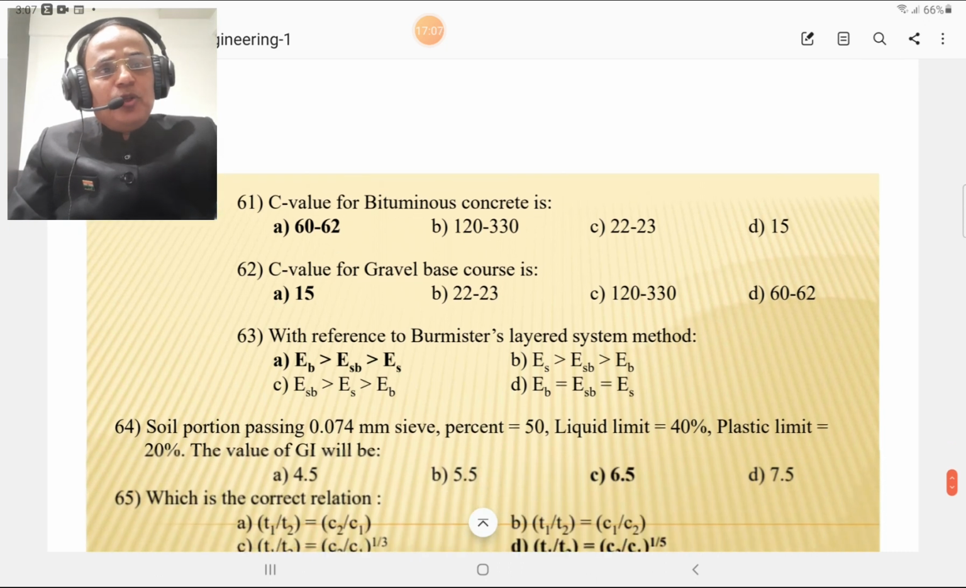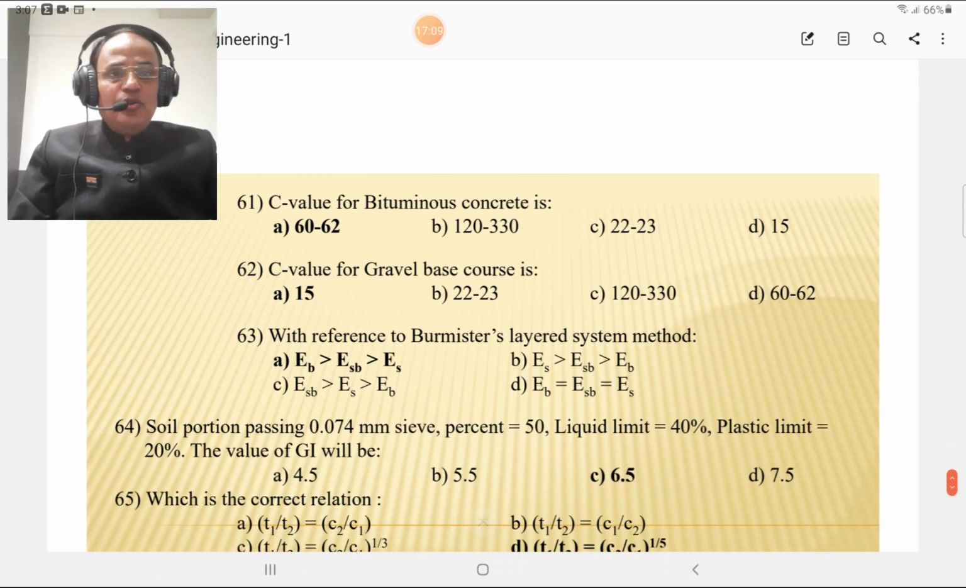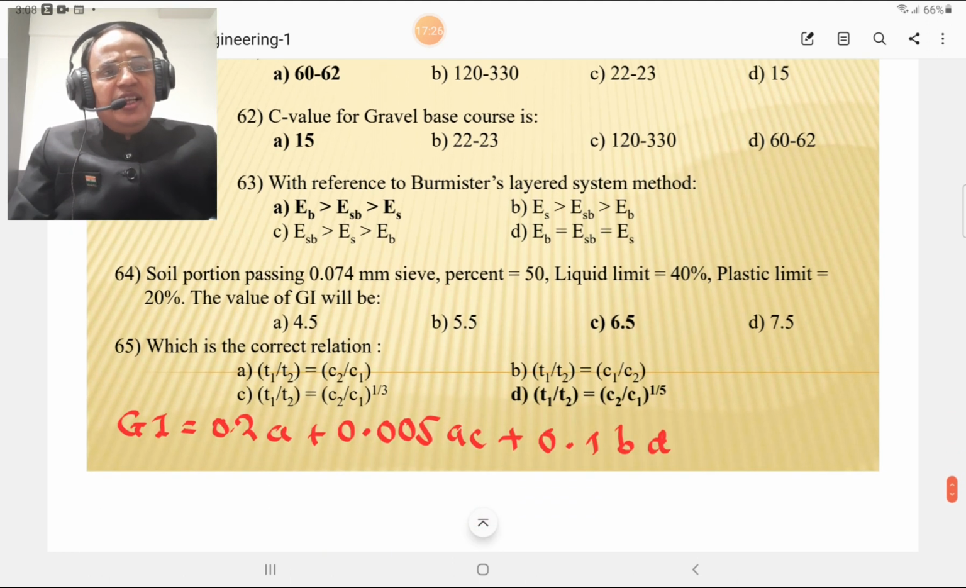C value for bituminous concrete is 60 to 62. C value for gravel base course is 15. With reference to Burmister layered system method, EB is greater than ESB is greater than ES. Okay. The soil portion passing 0.074 mm sieve is 50 percent. Liquid limit is 40%. Plastic limit is 20%.